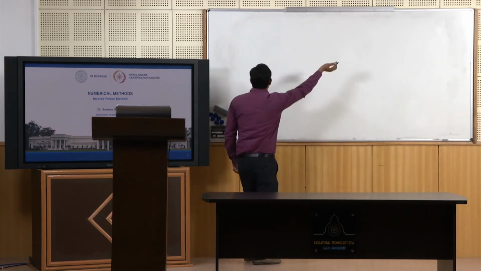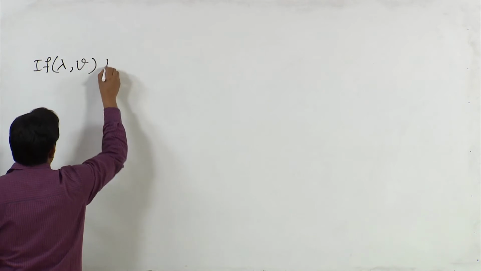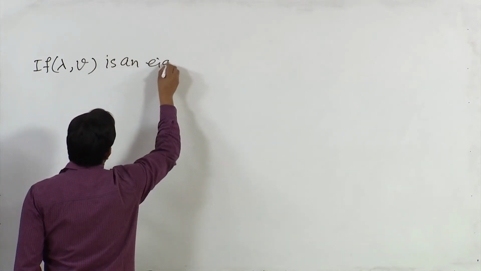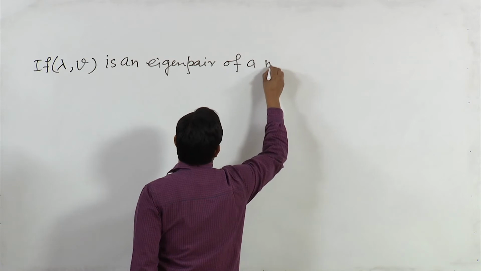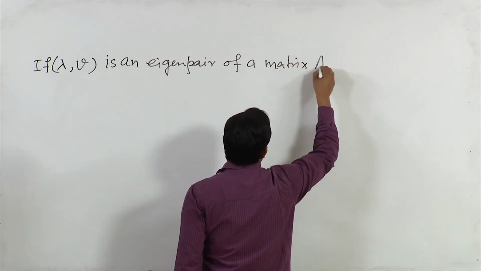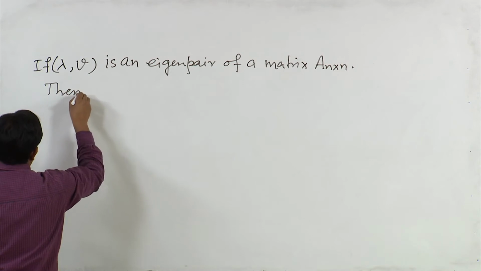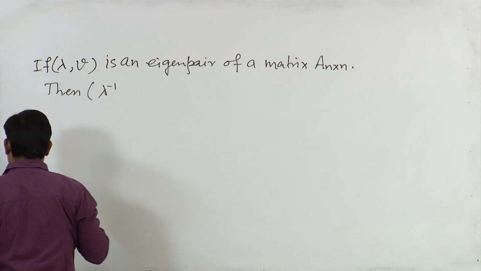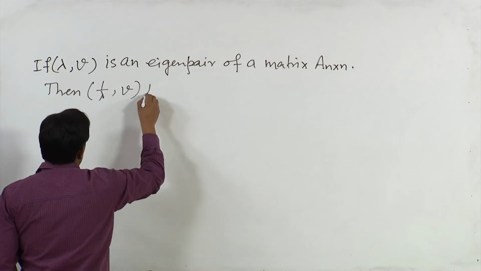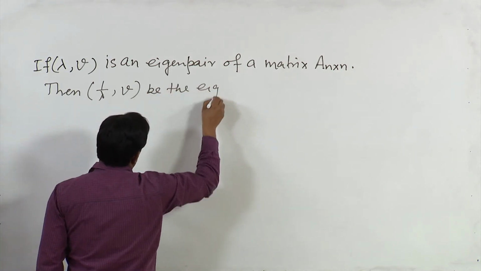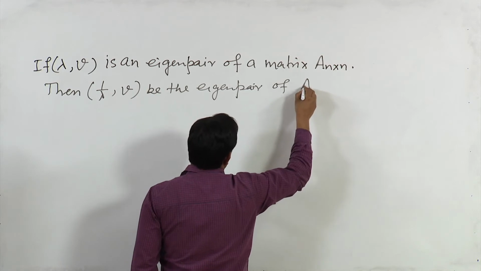The first principle is: if lambda and V is an eigenpair of a square matrix A of order n, then lambda inverse, which is basically 1 upon lambda, and V is the eigenpair of matrix A inverse.